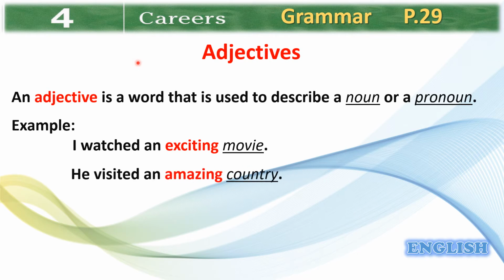Another example, he visited an amazing country. Country is a noun. We describe it by using an adjective like amazing. A third example, the trip was very interesting. Again, this time, the adjective comes at the end, and the noun is the word trip. So we describe it by saying the trip was very interesting.